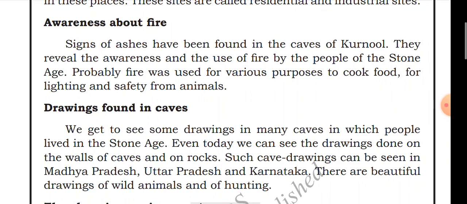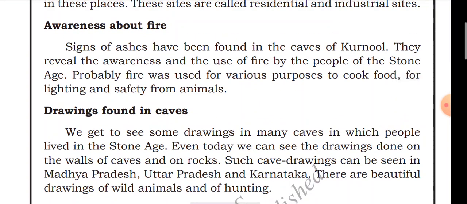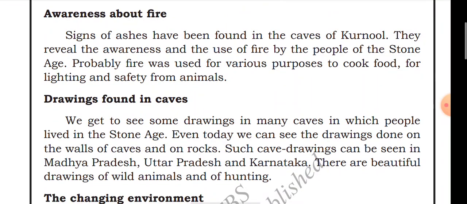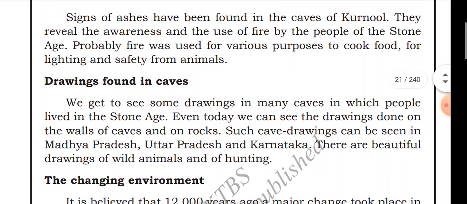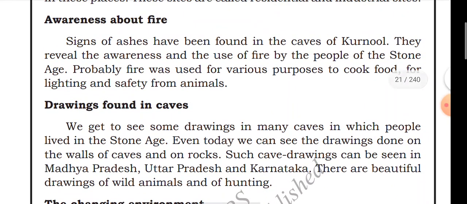They reveal the awareness and the use of fire by the people of the Stone Age. These signs reveal that the people of the Stone Age had the knowledge or awareness of using fire. And for what purposes did they use fire? They mainly used it to cook food, for lighting, and to protect themselves from animals.